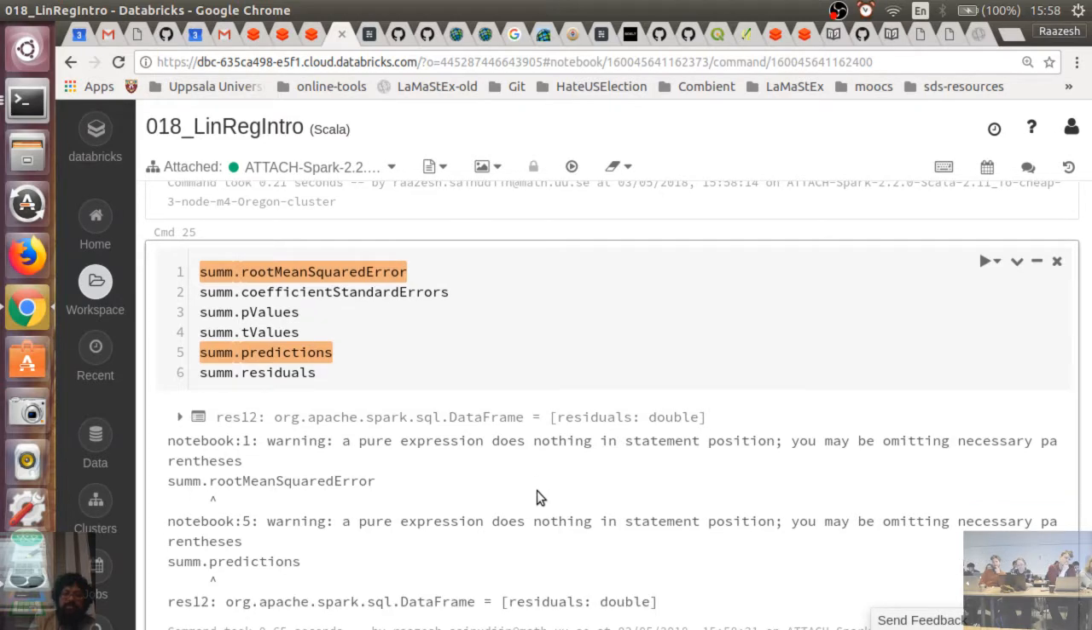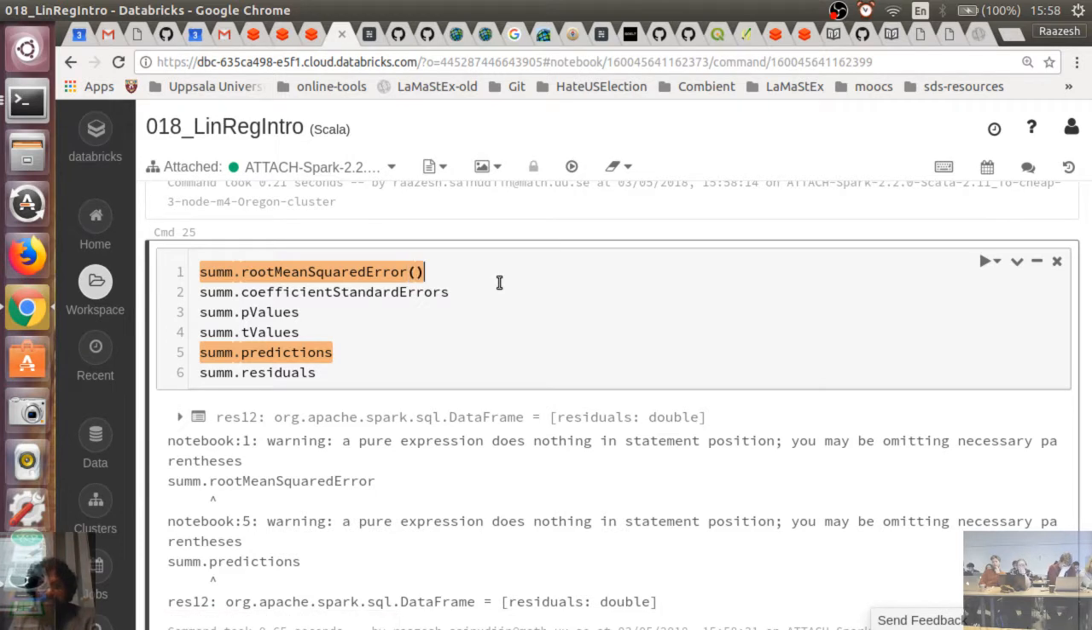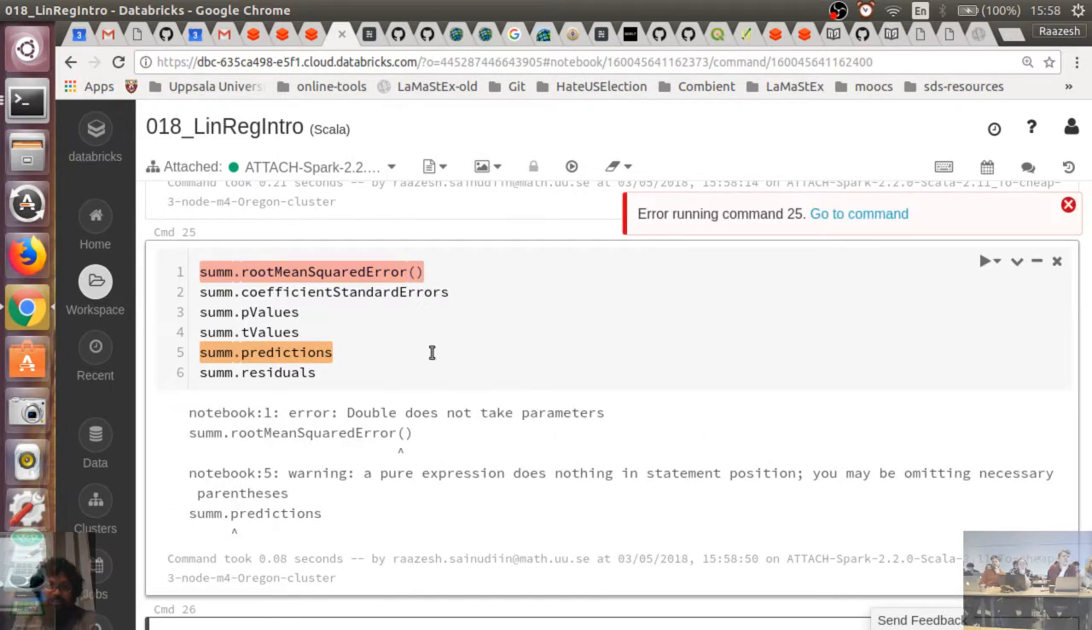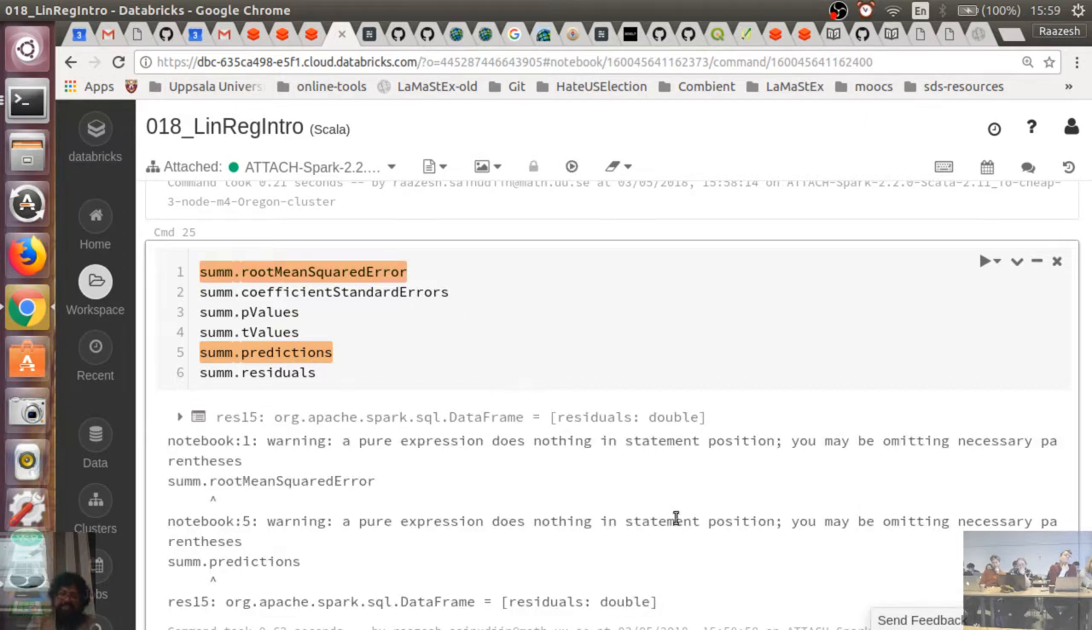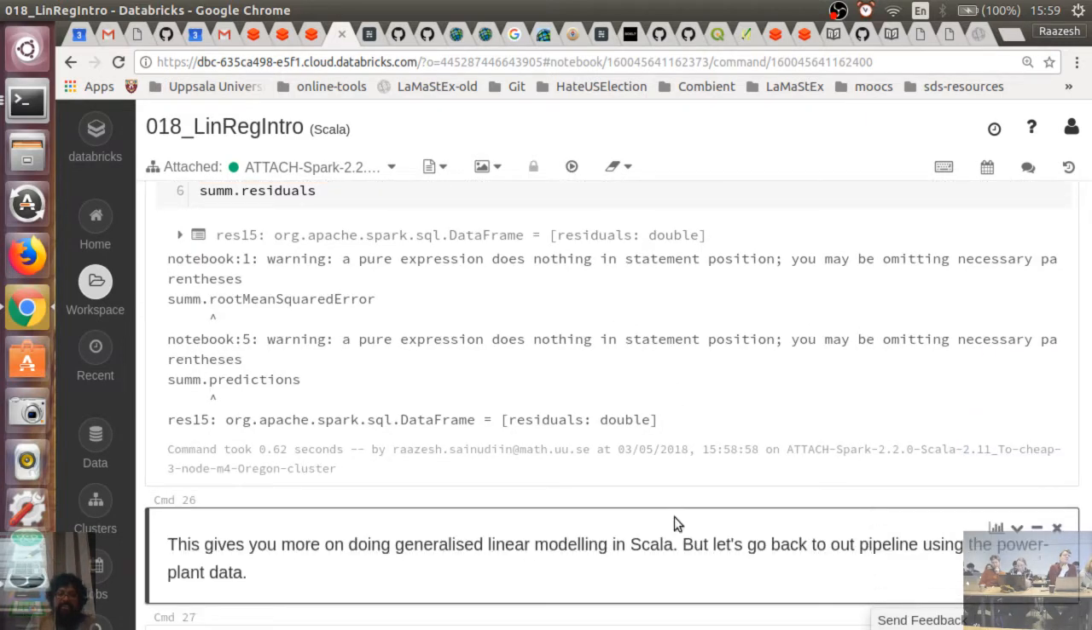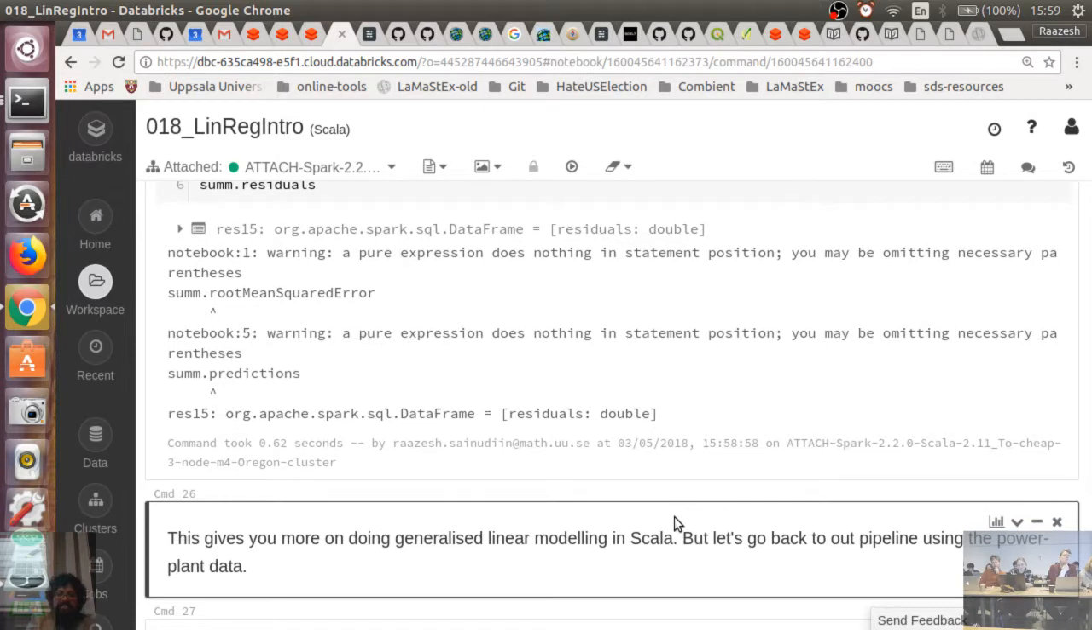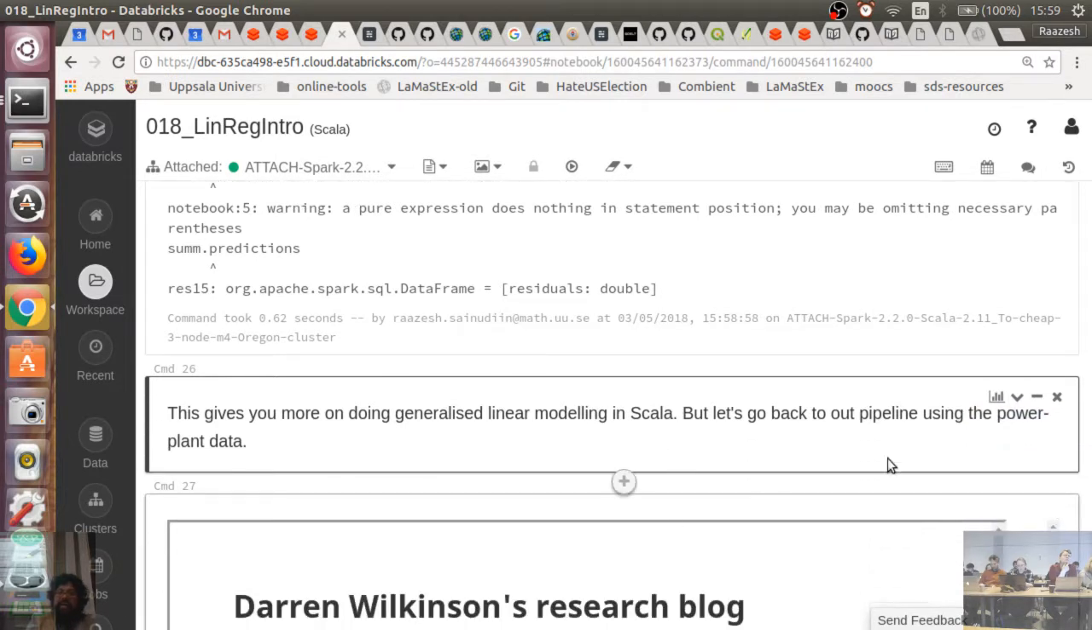Oh, right. So there's a lot of warnings. A pure expression does nothing in statement position. You may be omitting this. I don't know. I didn't get these warnings before. Oh, yeah, now it complains it doesn't take any parameters. Anyway, we can fix this later. Do you know, Don? Okay, it's fine.